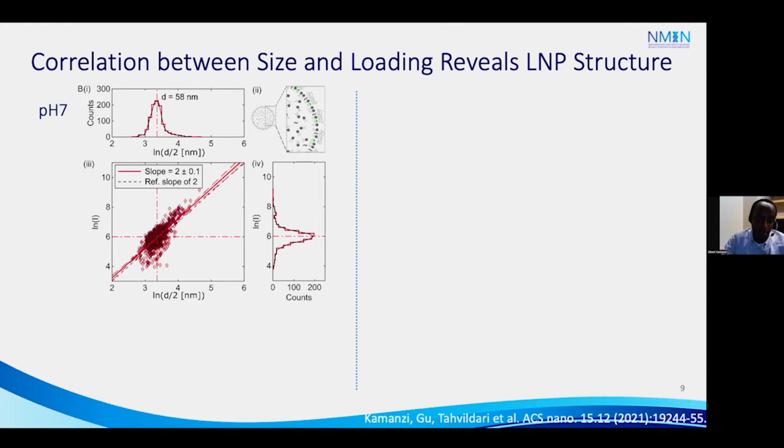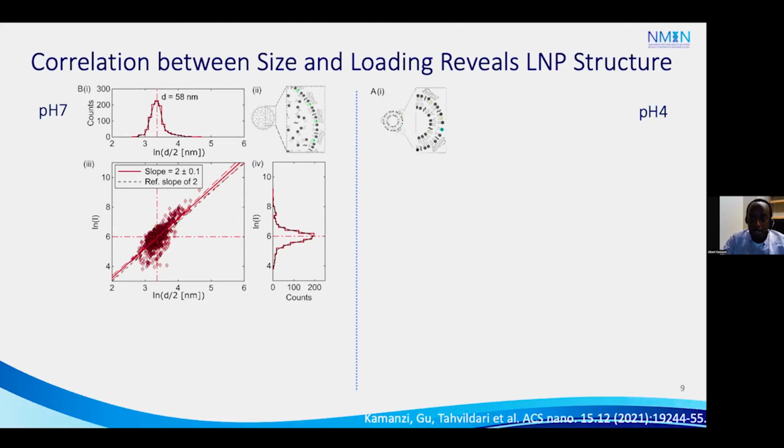Here we are getting a scaling of 2, which basically tells us that the dyes are arranging themselves as a shell-like structure, which is in agreement with the distribution of dyes on the surface of the particle. Next, we applied the same method to look at lipid nanoparticles that have a bilayer structure.